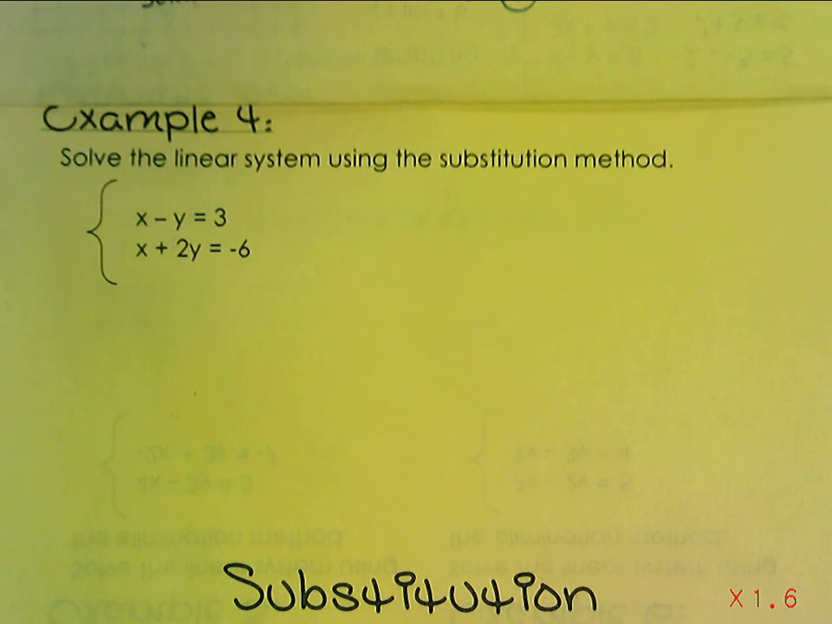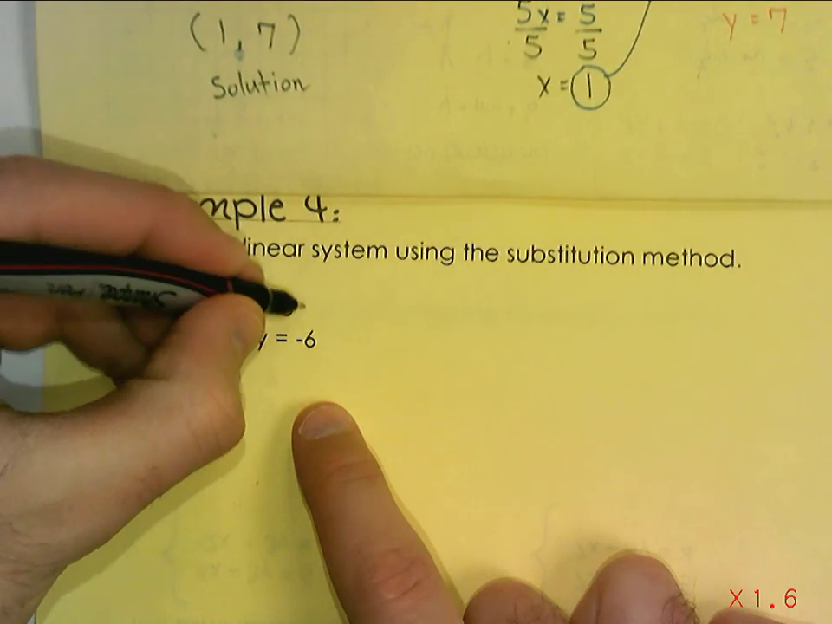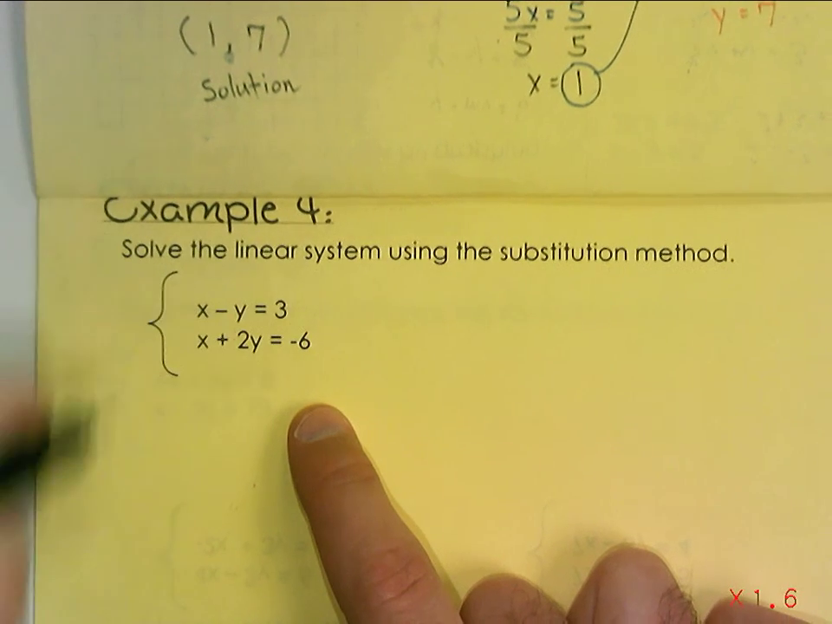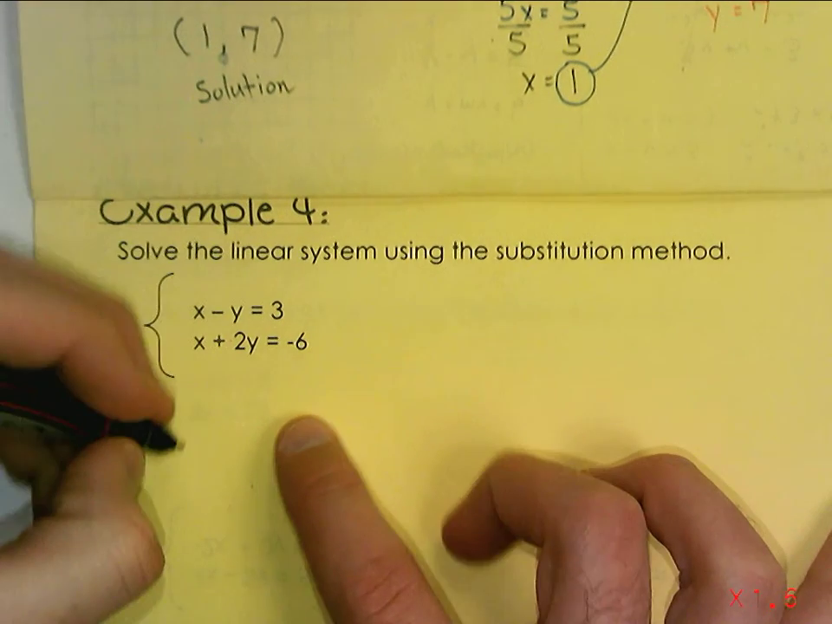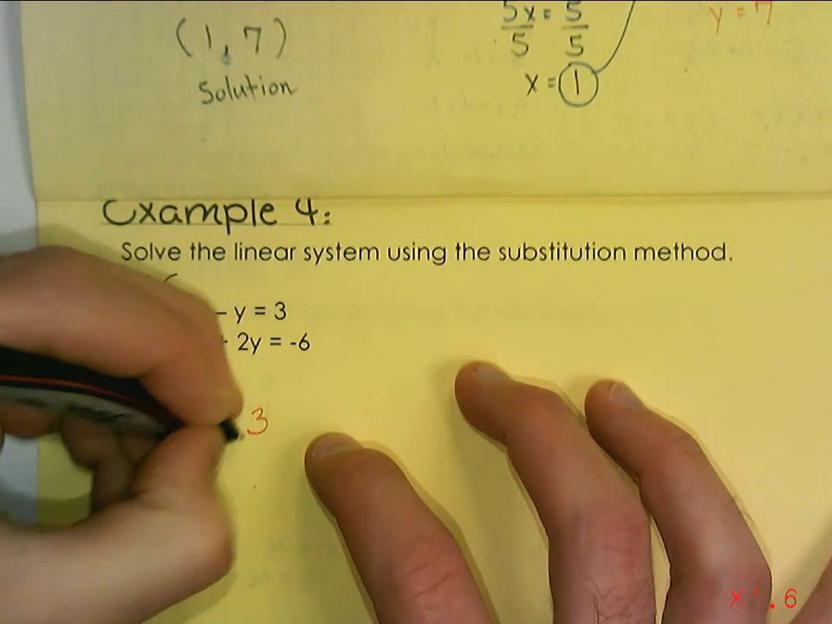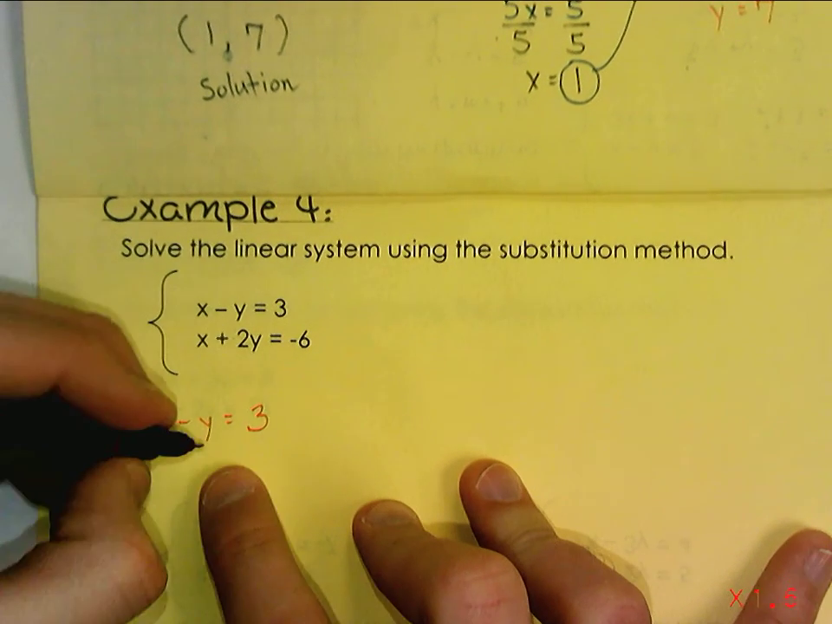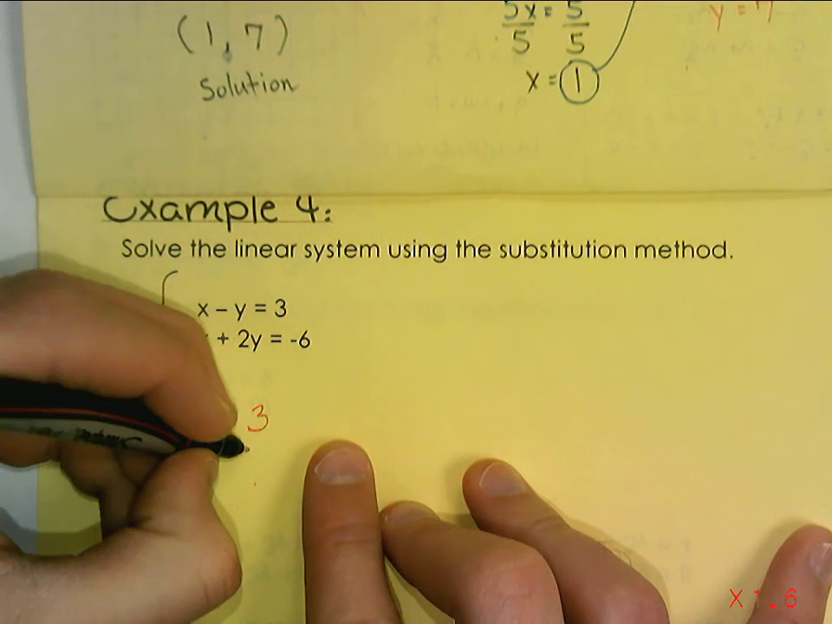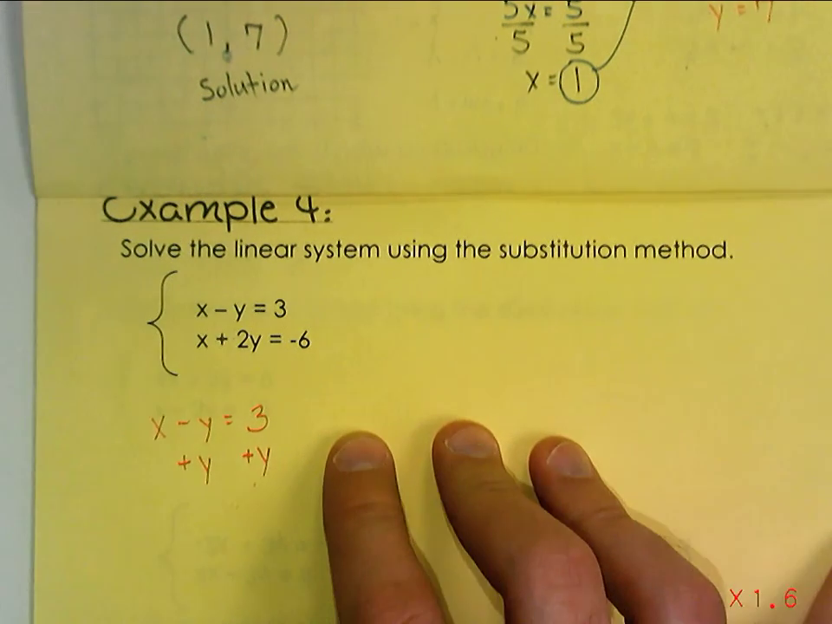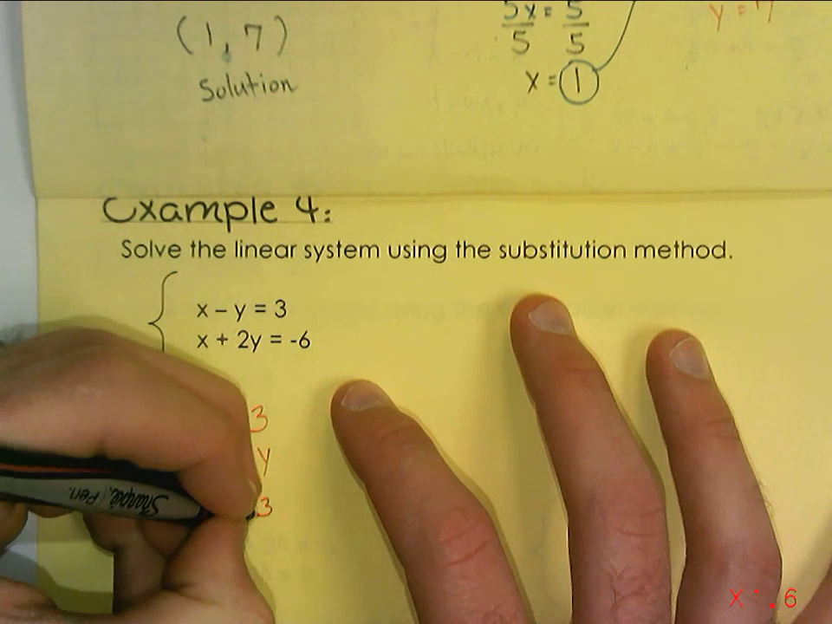Okay, so you should have given example 4 a try. And what I said first is I was going to solve this equation for x so that I'm able to substitute. So I'm going to bring this down here. x minus y equals 3. If I solve for x, if I want x alone, I'm going to move this y over. Add. That means I'll get x equals y plus 3.